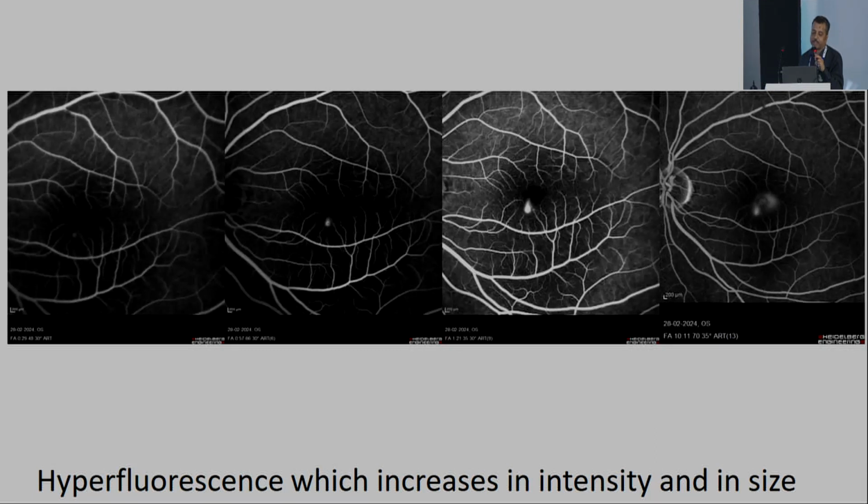So the trick to differentiate between leakage and pooling is to see the fundus fluorescein angiography from the early stage to the late stage. Do not see only one frame, always see from the first frame to the last frame, then only we'll be able to identify these characteristics clearly.